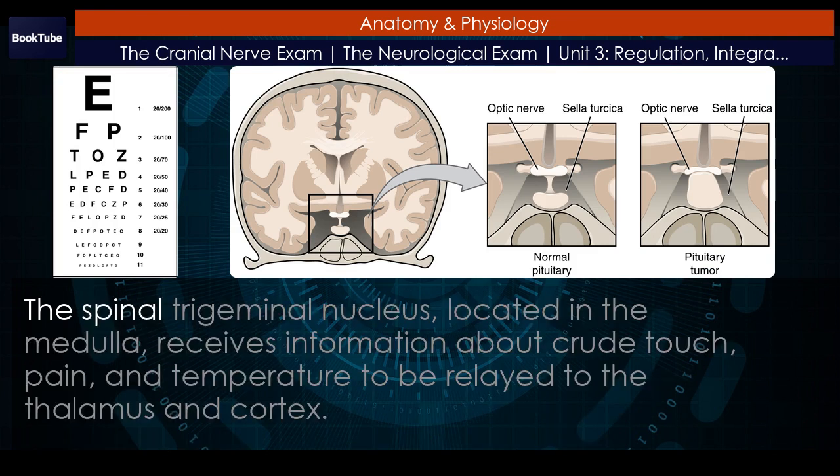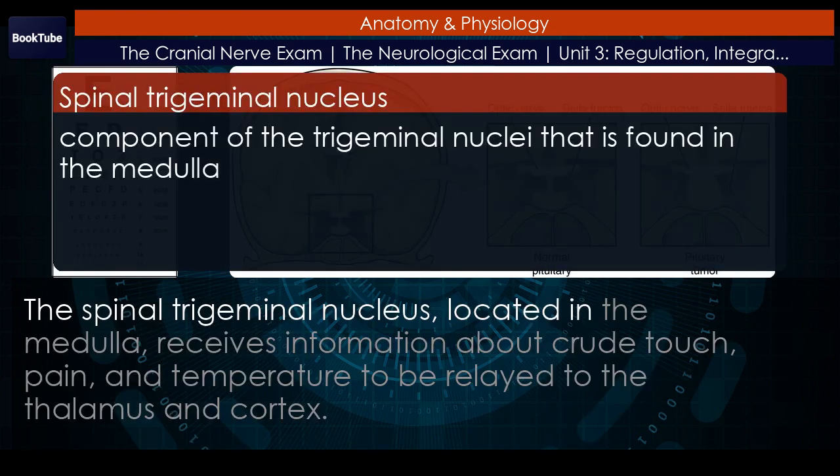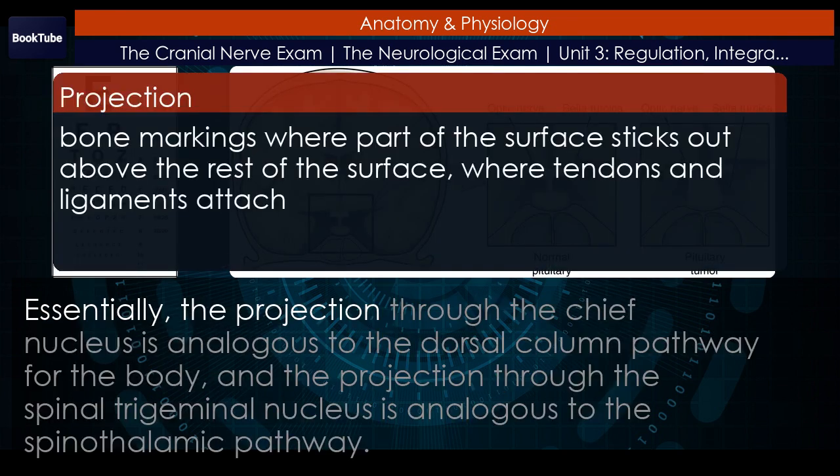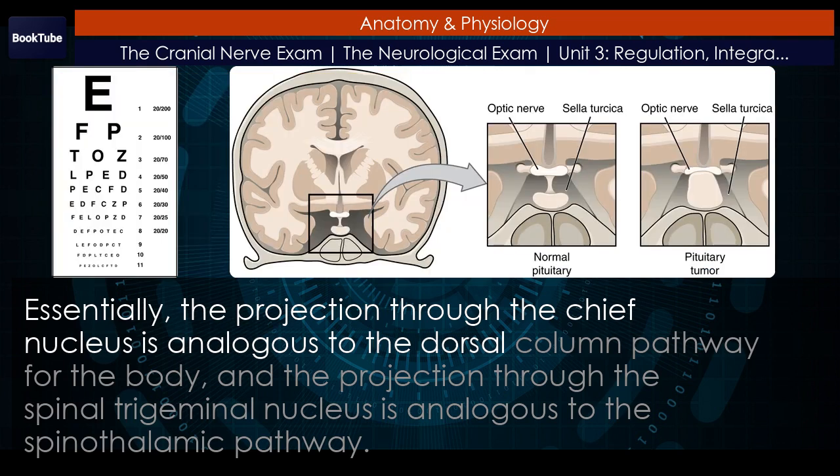The spinal trigeminal nucleus, located in the medulla, receives information about crude touch, pain, and temperature to be relayed to the thalamus and cortex. Essentially, the projection through the chief nucleus is analogous to the dorsal column pathway for the body, and the projection through the spinal trigeminal nucleus is analogous to the spinothalamic pathway.